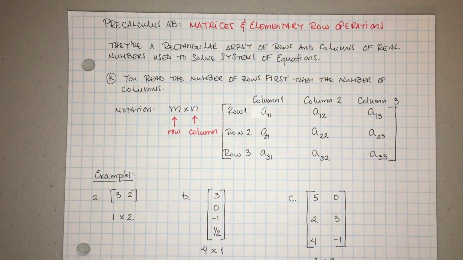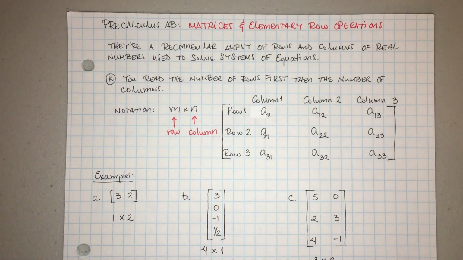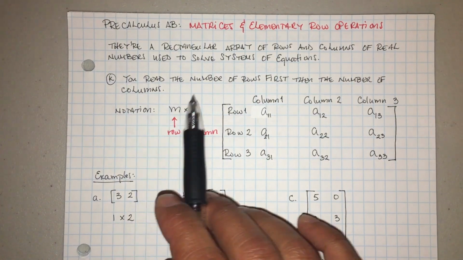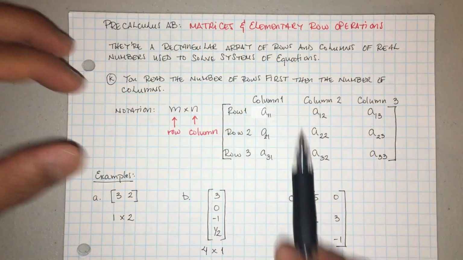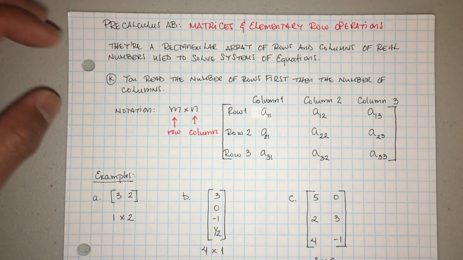Hey guys, in this video I want to give you an introduction to matrices, some elementary row operations, and then we'll probably do one example of Gaussian elimination. So what's a matrix? Well, it's just a rectangular array of rows and columns of real numbers, used to solve systems of equations, okay?